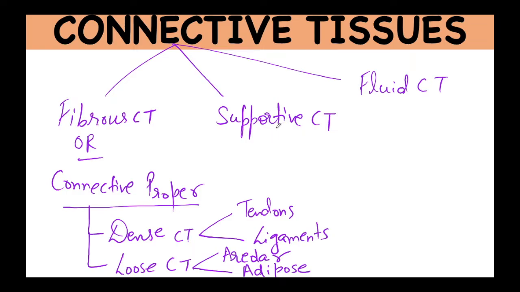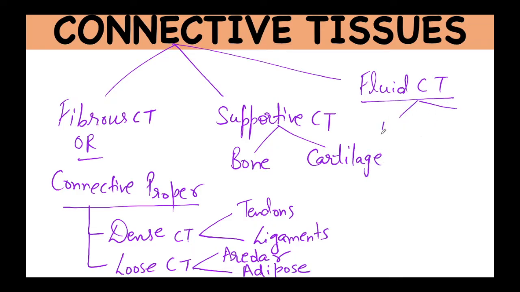Now, supportive connective tissues. Supportive connective tissues are divided into bone and cartilage. Next, fluid connective tissues. Fluid connective tissues are divided into blood and lymph. So first, let's start with this type of connective tissues, fibrous or connective proper.